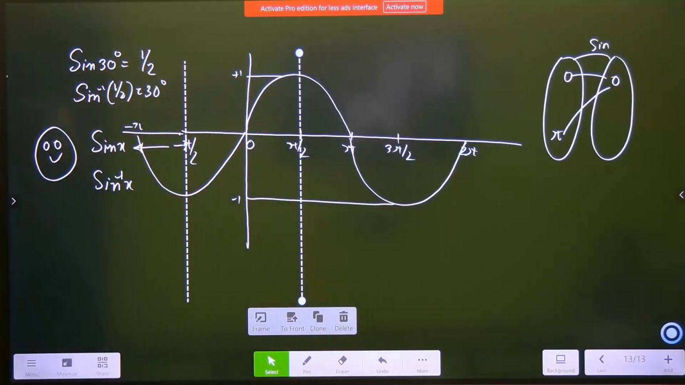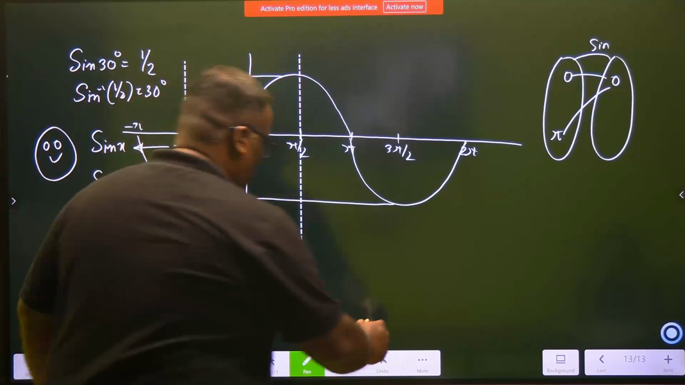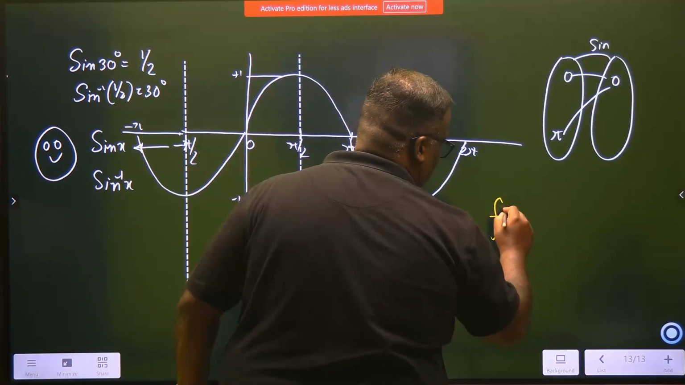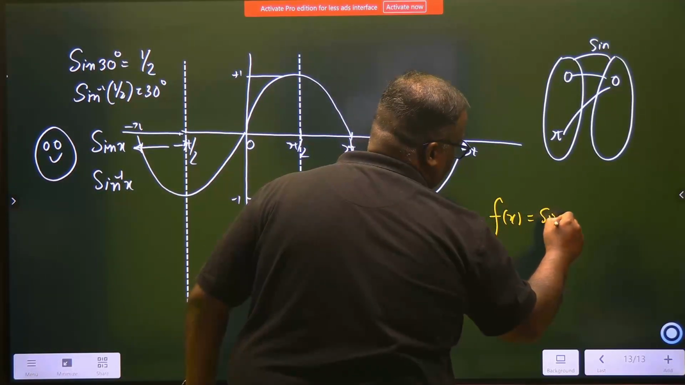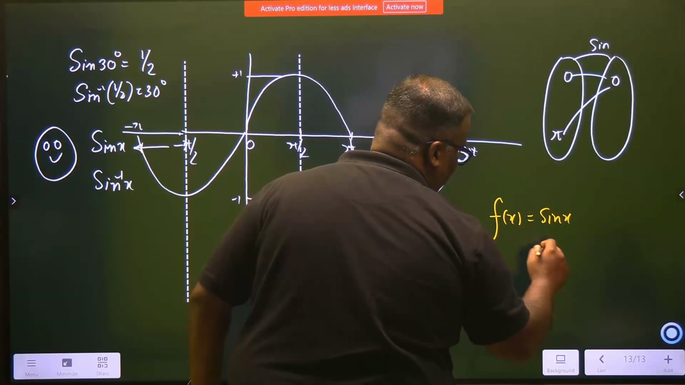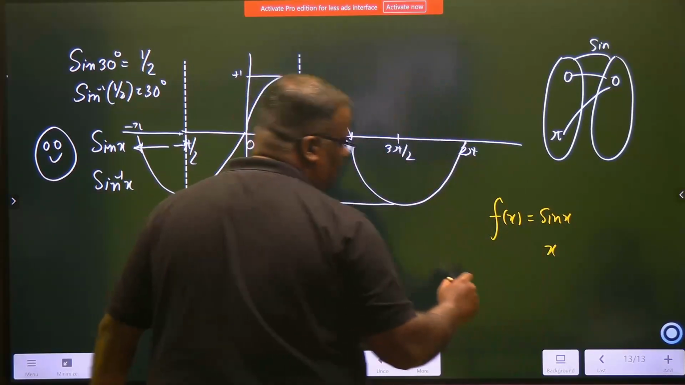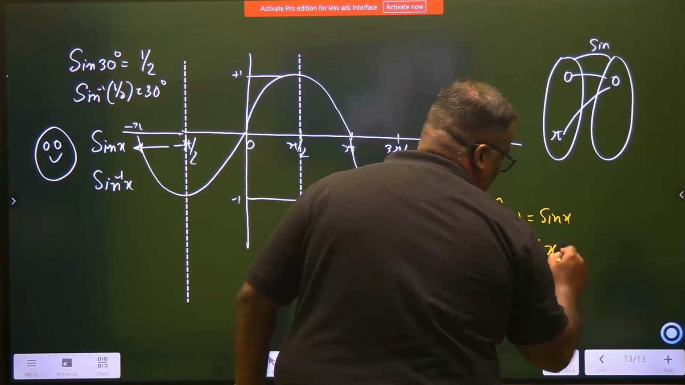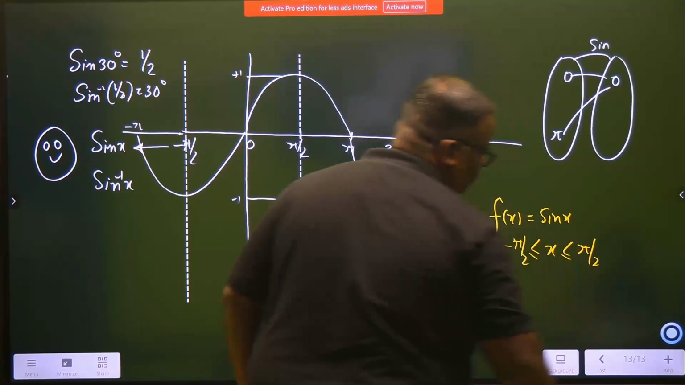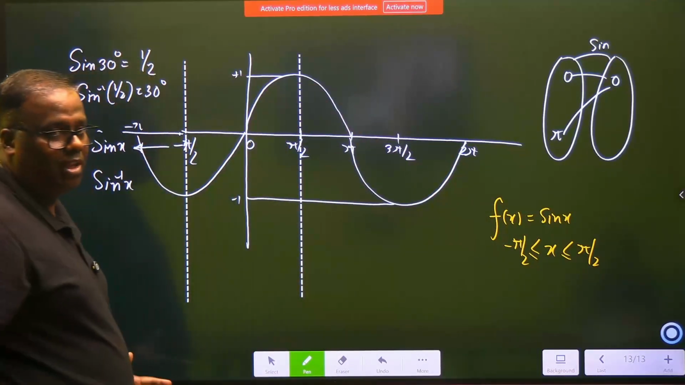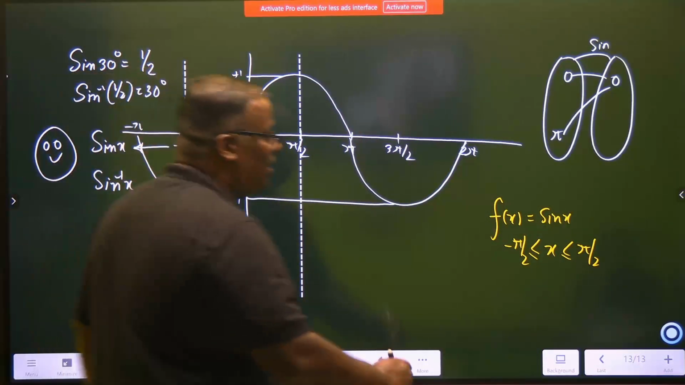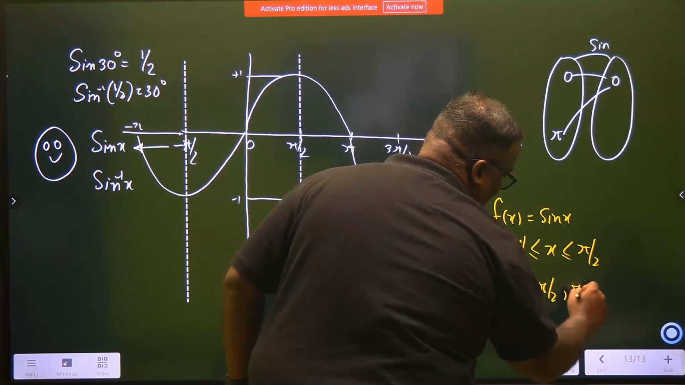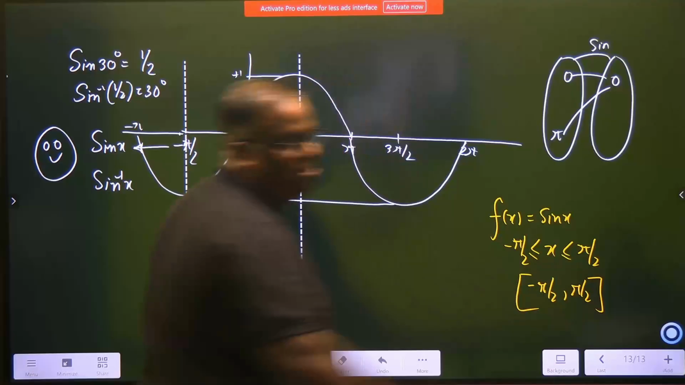Now see. Now if you say my function is f of x is equal to sine x, and you are defining that x is an input which is greater than or equal to negative pi by 2 and less than or equal to pi by 2, yes, this is called the principal range. Very good. Though you should understand how that principal range came.